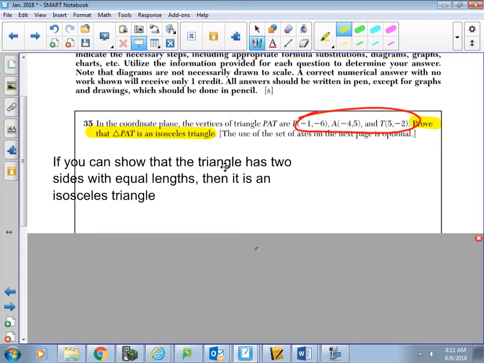If you can show that the triangle has two sides with equal lengths, then it is an isosceles triangle. That's the method we're going to use here. All right, go ahead and copy this down. I'm going to go over to the graph, and we are going to graph these, and then we're going to find the lengths of all three sides.